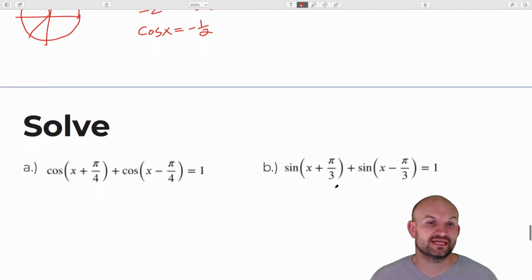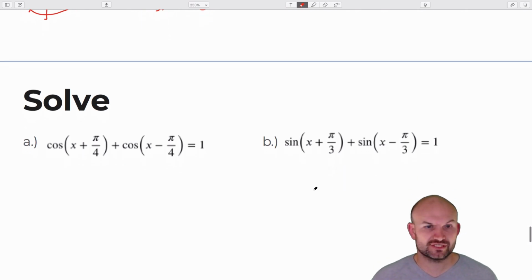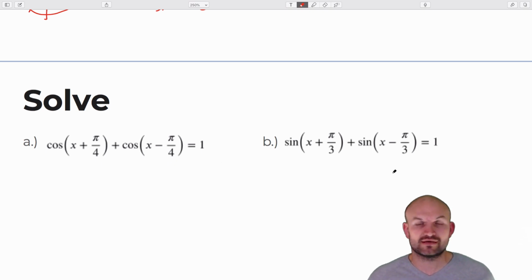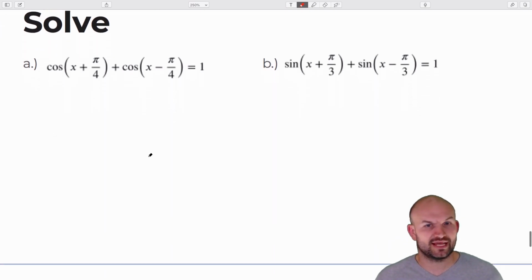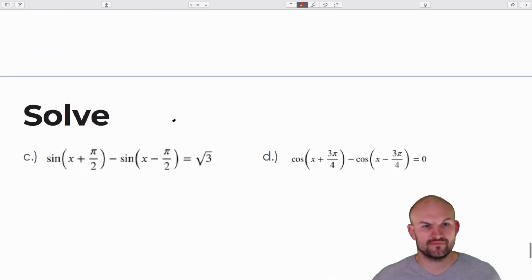The next one is solving the equation. In this case, we're just going to go ahead and work on it. Again, we don't see the sum and difference angles, or sorry, the cofunction identities. So I'm just going to go ahead and do it for both of them.